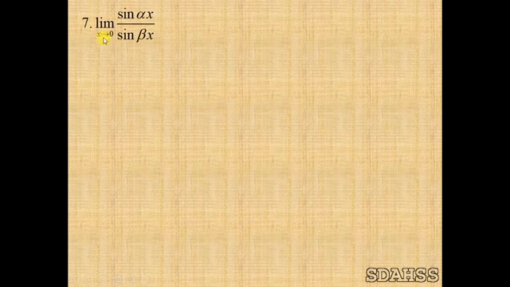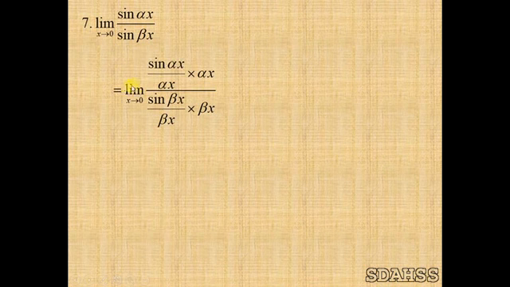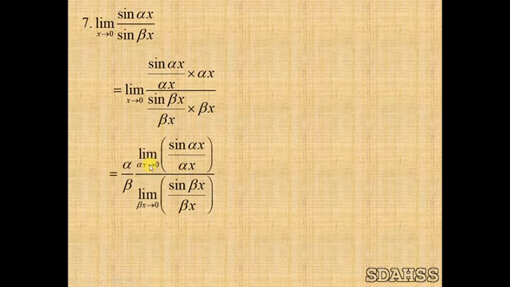Seventh sum, limit x tends to 0, sin(alpha x) by sin(beta x). Here in the numerator you have to multiply the numerator and denominator by alpha x. Similarly, in the denominator you have to multiply the numerator and denominator by beta x.